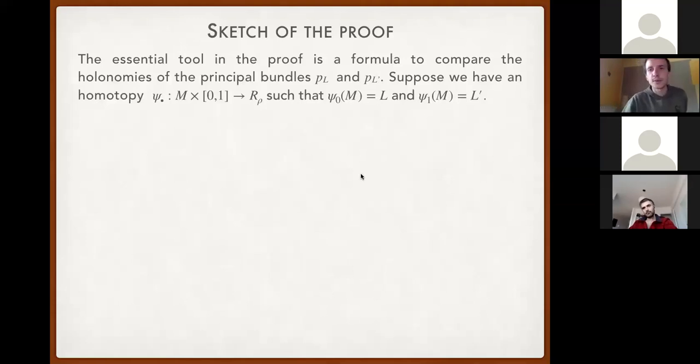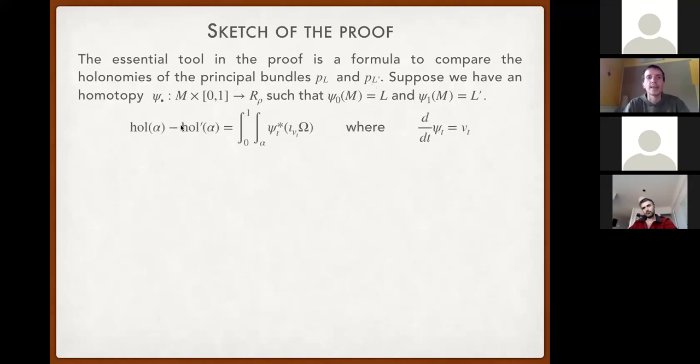So here, again, we need a formula. The fundamental step is to give a formula which, whenever you have these two Lagrangian and Riemannian submanifolds, L and L prime, relates the holonomy representation of the associated principal bundle of L and the holonomy representation of the associated principal bundle of L prime. And this is the formula. Basically, suppose we take a homotopy which deforms L to L prime. So we just move the Lagrangian submanifolds from L to L prime.